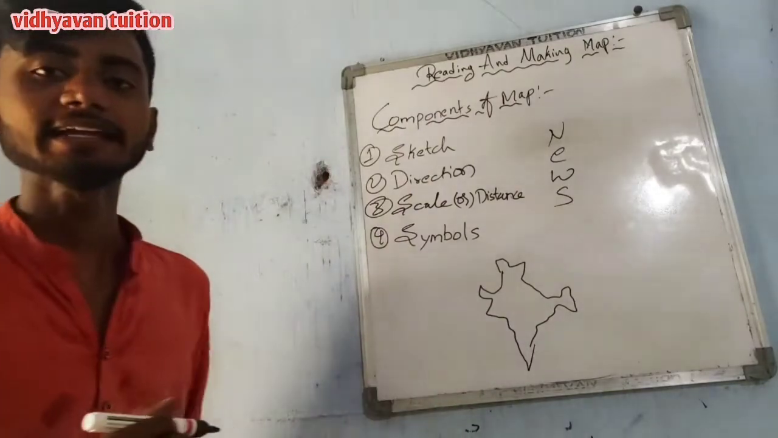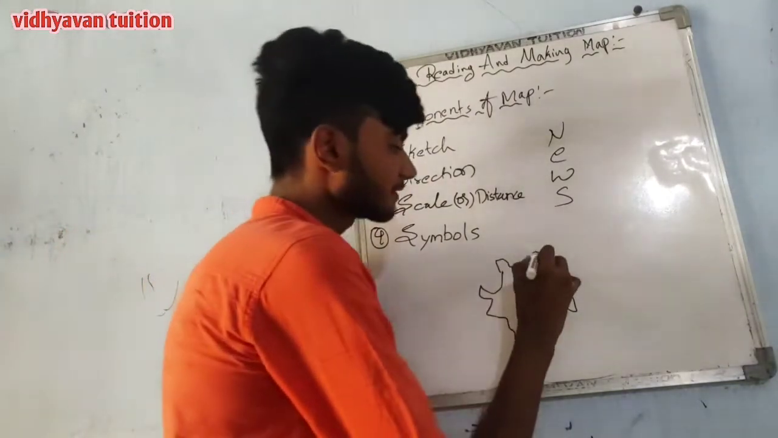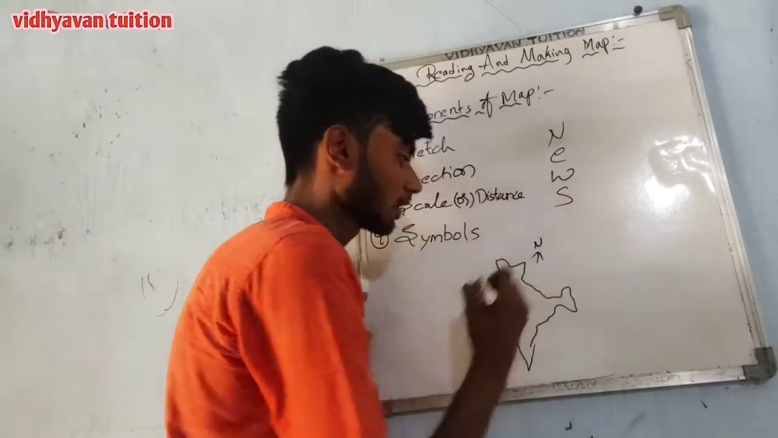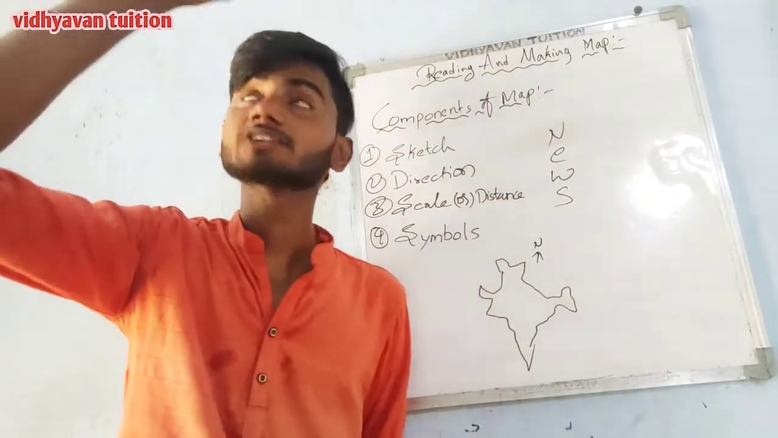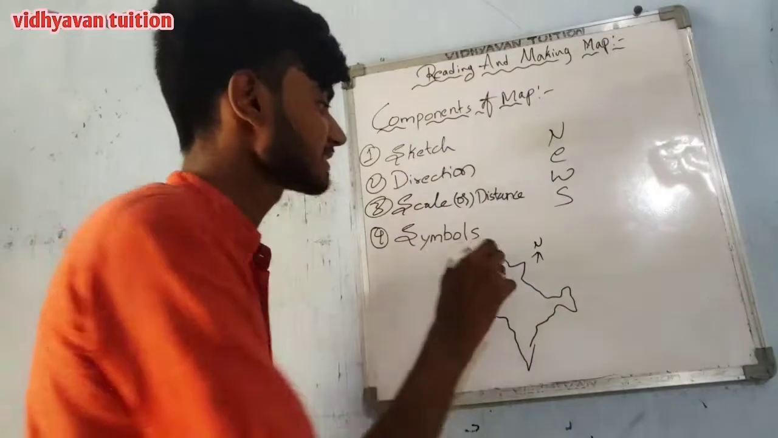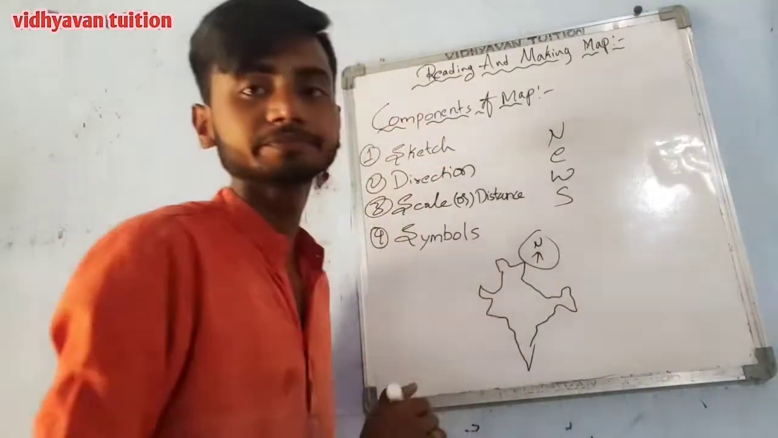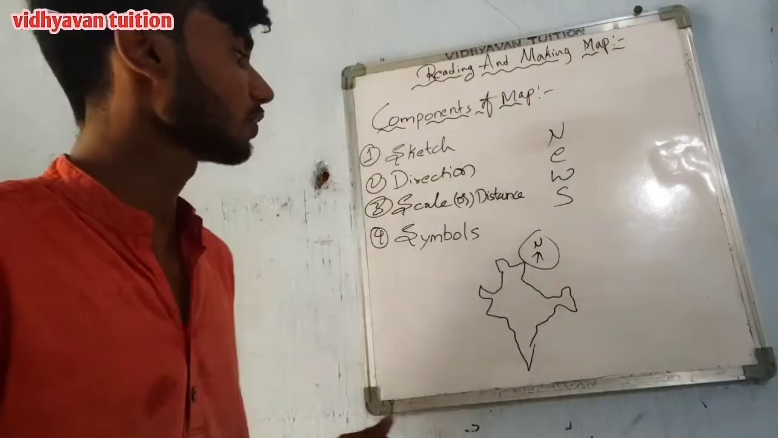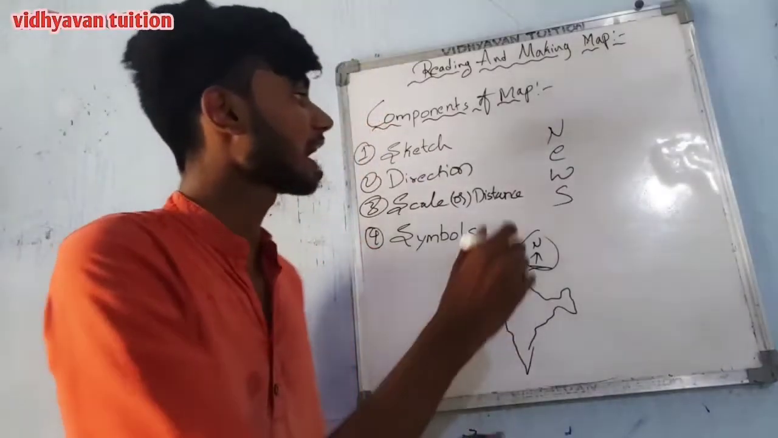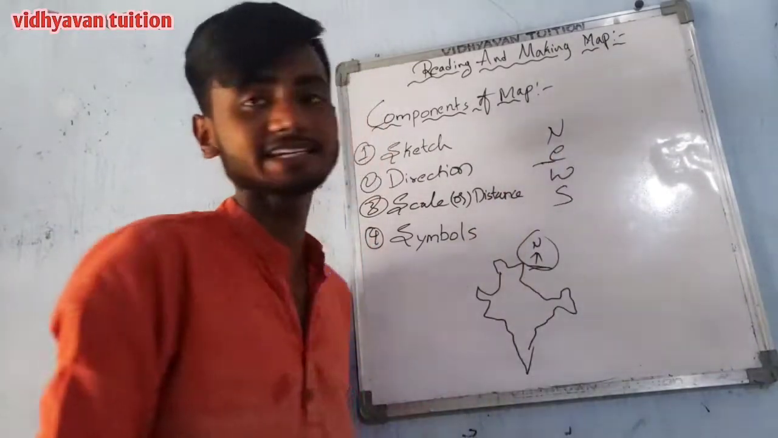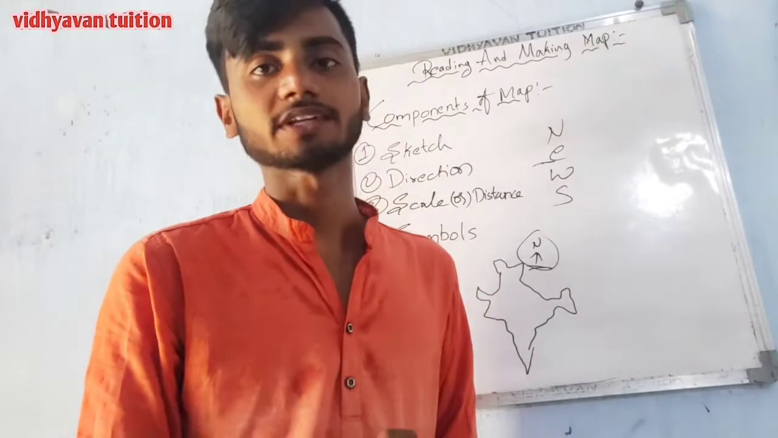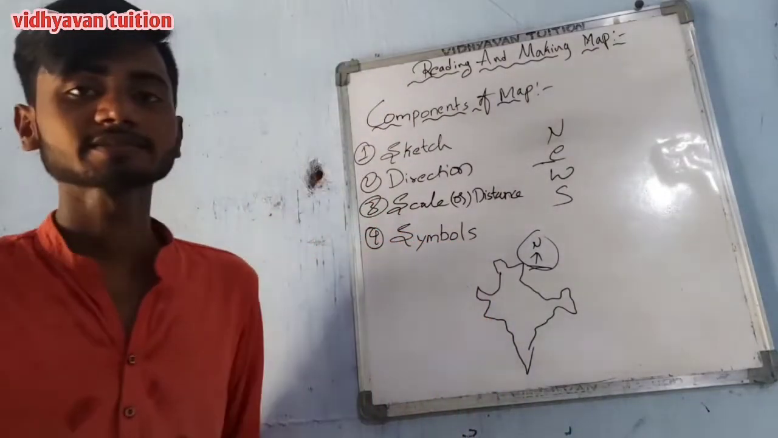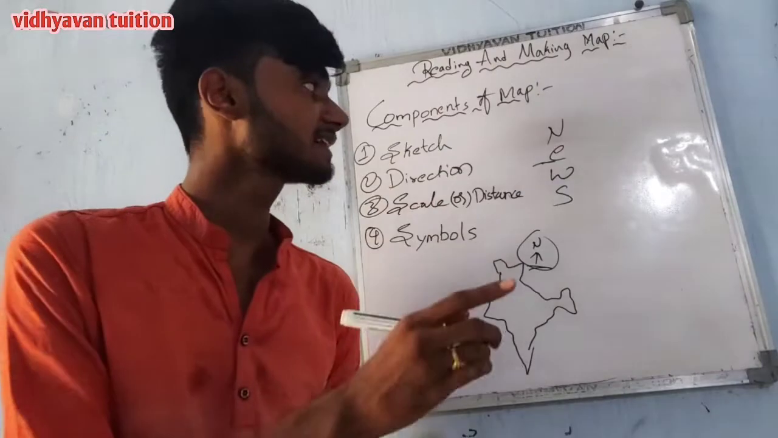Suppose this is an Indian map. In every Indian map, at the top side we can see north. Then how do we find the east? The sun always rises in the east. You know this; it is a universal truth. The sun rises in the east.